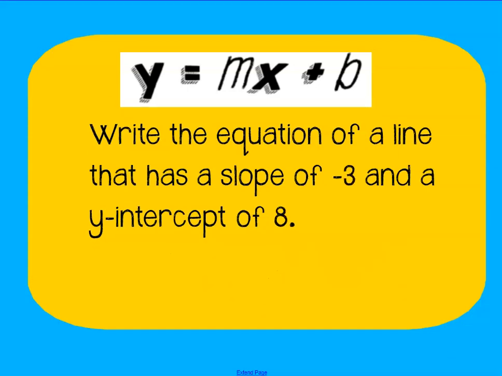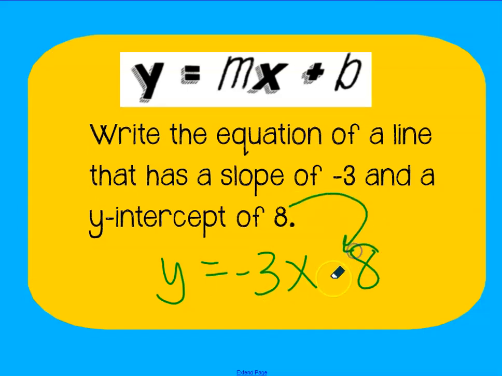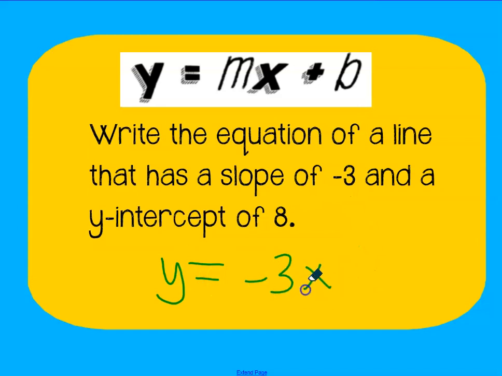All right, how about this last one here? Write the equation of a line that has a slope of -3 and a y-intercept of 8. Well, it's okay to have a negative coefficient, but don't forget that your y-intercept needs a sign as well. So if it doesn't have one, then you're going to put in your own positive sign.